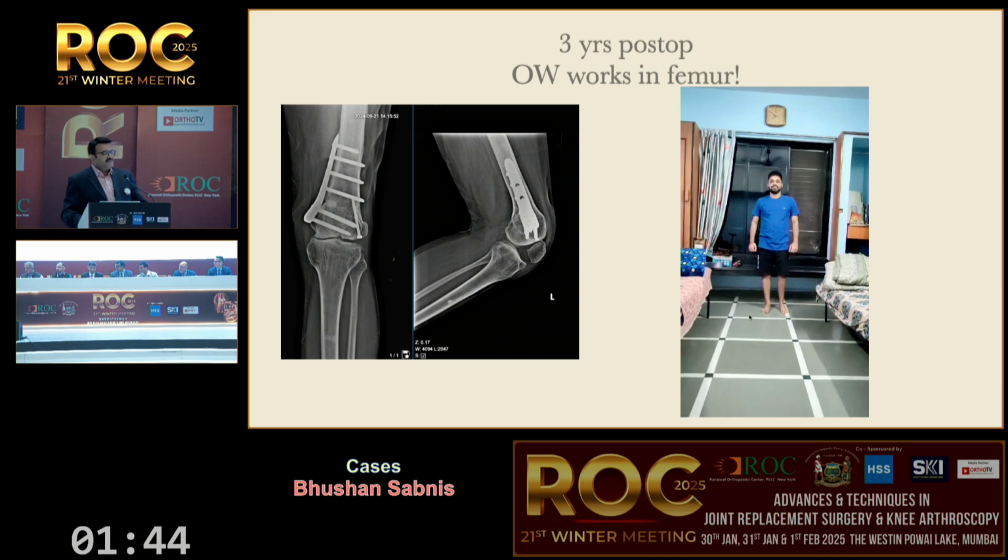So take home. Opening wedge works in femur equally well as tibia as long as you don't break the hinge, or if you protect the hinge or save the hinge or fix the hinge, you're going to get a predictable good result. I've bone grafted him because the bone quality was really inferior in him, but he's done remarkably well. So I think that completes our case discussion. Any comments or questions, please go ahead.